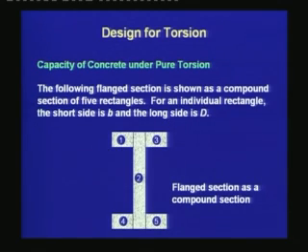To explain, let us see this idea of a compound section for a flange section. The following flange section is shown as a compound section of 5 rectangles. For an individual rectangle, the short side is b and the long side is d. Thus, in this flange section, we have divided it into 5 rectangles, 1 to 5. And for each individual rectangle, we are finding out the capacity which is given for a rectangular section. And then we sum up this capacity to get the Tcr for the flange section. In doing this summation, we are not considering any interaction between these rectangles, and hence the summation is actually a lower bound of the true value of Tcr. That is, whatever we calculate will always be lower than the actual value of Tcr which can be observed from an experiment.